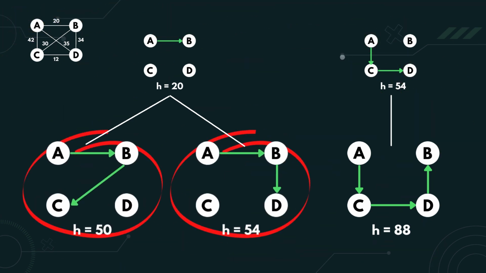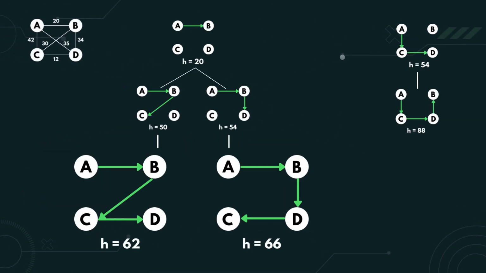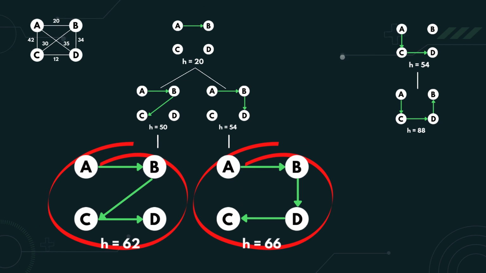Since we haven't reached the goal, select the best two successors to be expanded. For both states, we can only expand one successor each. A, B, C, D has a heuristic value of 62, while A, B, D, C has a heuristic value of 66. Both successors are still better than A, C, D, B, which has a heuristic value of 88.